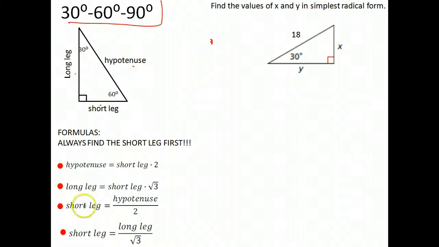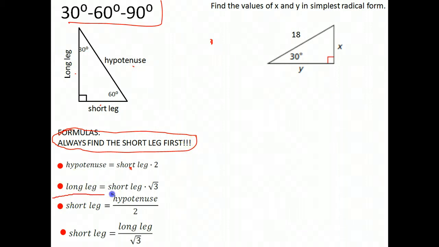Now here is the set of formulas down here that you use for a 30, 60, 90. And one very important point is that you always find the short leg first. Okay, that's the rule for 30, 60, 90s. Find the short leg first and then find anything else. If they didn't give you the short leg, you find it first.